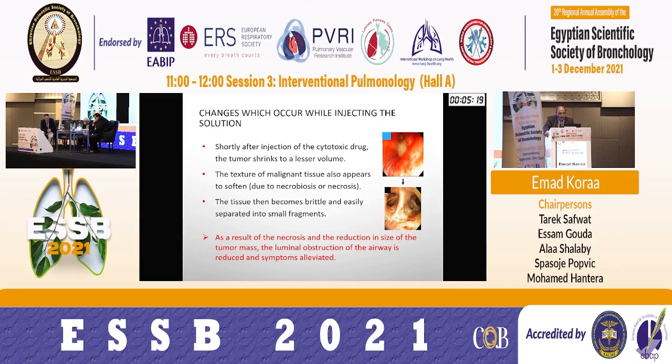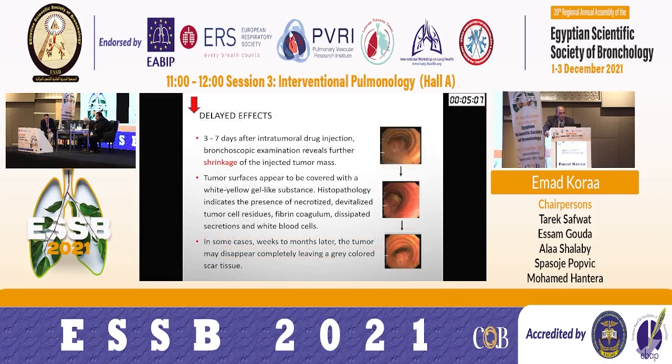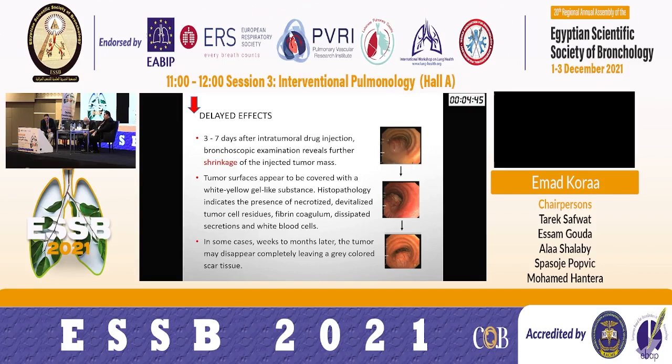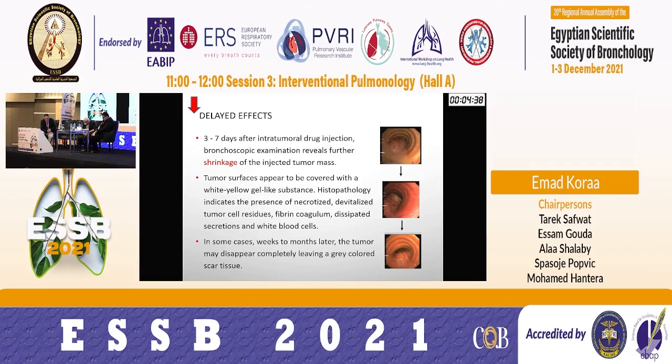As a result of this necrosis and the reduction of the size of the tumor mass, the luminal obstruction of the airway is reduced and symptoms start to alleviate. Also, there are delayed effects after injection of these cytotoxic drugs inside the tumor, that is 3 to 7 days after intratumoral drug injection. The tumor shrinks further, and it will be covered by a white-yellow gel-like substance. Histopathologically we find necrotic tissue, devitalized tumor cell residues, fibrin coagulum with dissipated secretions and white blood cells. In some cases, weeks to months later the tumor may disappear completely, leaving a gray-colored scar tissue.